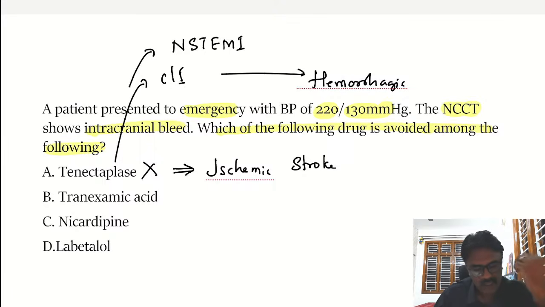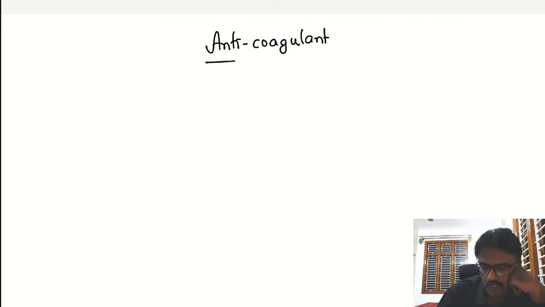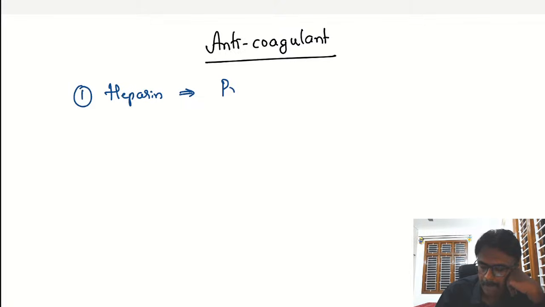So let us understand certain other important aspects. Anticoagulants. What do they ask in anticoagulants? That we will understand. Number one, we have heparin. What is the antidote for heparin? It is protamine. Does it require lab monitoring? Yes, it requires two lab monitoring, APTT and PT.